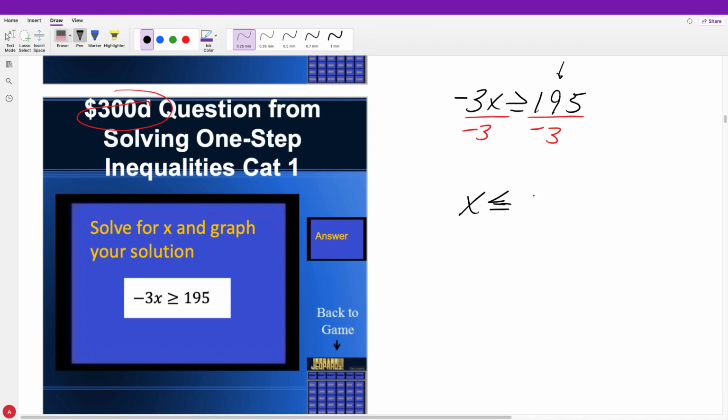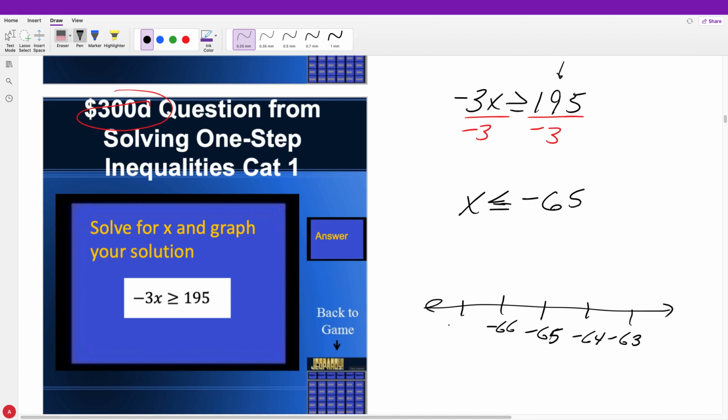And 195 divided by negative 3 is going to give me negative 65. So now we have our answer that x is less than or equal to negative 65. I'll draw my 5 tick marks. It is going to be a closed circle at negative 65. And since it's less than now because we flipped our inequality, it will be going to the left. And that will be our final answer for that one.